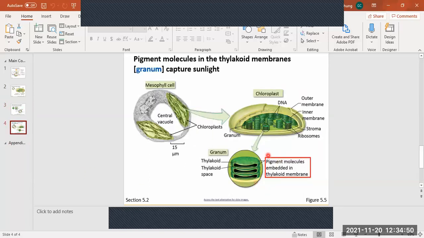Here we see a close-up of a thylakoid disc, and it is within the membrane that photosystems are embedded. Those photosystems have pigment molecules, which can capture those photons of sunlight energy, which can then ultimately be used to add a phosphate to ADP, creating ATP, and to reduce NAD plus to be NADPH.